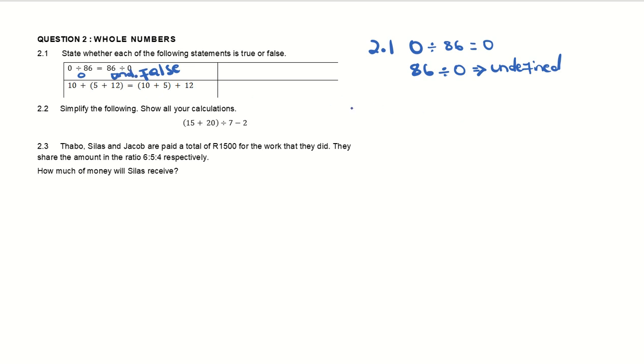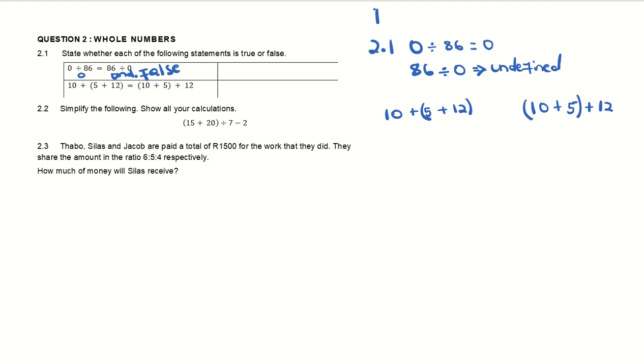Moving on to this second one, we have 10 plus 5 plus 12. The brackets are around 12 and 5. On the right hand side, we have 10 plus 5 plus 12, and the brackets are around 10 and 5. So, you see that we're adding three numbers, 10 plus 5 plus 12. Only that they changed the location of the brackets. So we must start by doing what is in the brackets first, according to the BODMAS rule.